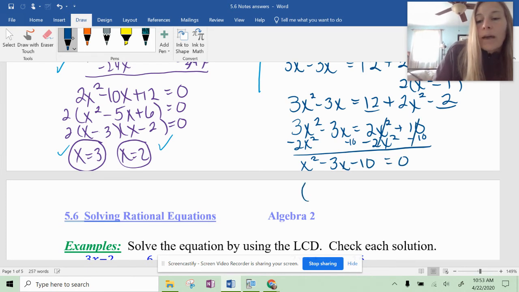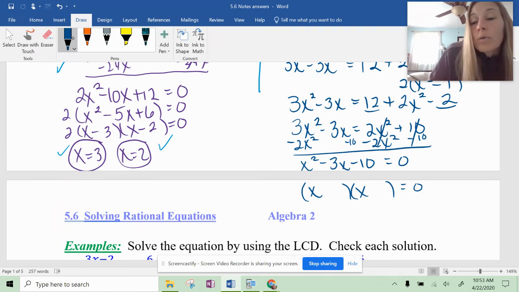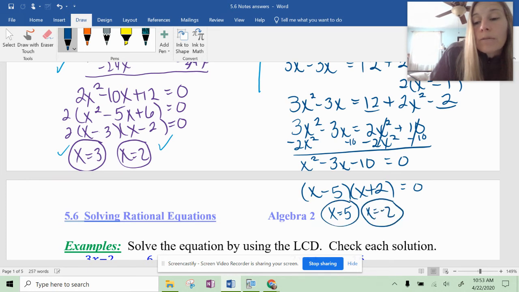So now you can factor this. You could also use the graphing calculator and see what those x-intercepts are if you're not really a super big fan of factoring. The two numbers that multiply to get 10 and subtract to 3 are 5 and 2, but it's going to be a negative 5 and a positive 2 because of that negative 3, which means my solutions would be x equals 5 and x equals negative 2.